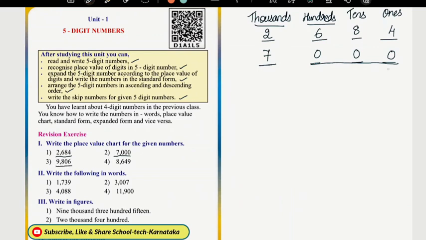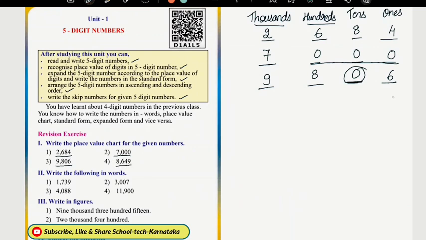Our third given number is 9806. 6 at ones, we have 0 at tens, we have 8 at hundreds and 9 at thousands place. Let's try to read this number. 9806. Since at tens place we have 0, we read this number as 9806.